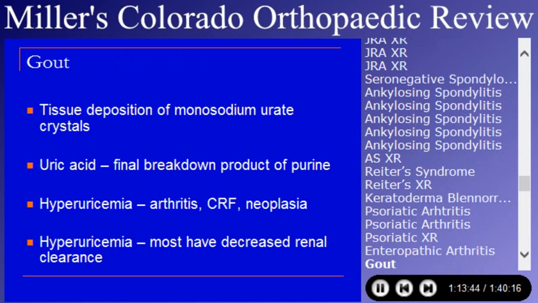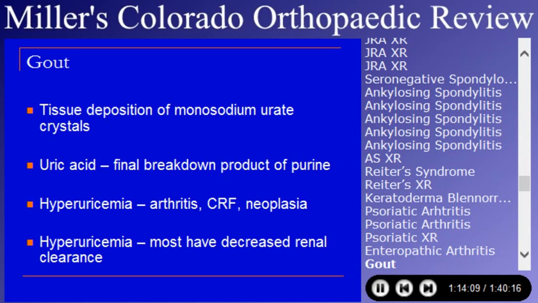Gout. Those of you who do adult general orthopedics are going to see gout. It's relatively common. People show up hurting like crazy in your office or in the emergency room. They get an inflammatory arthritis due to tissue deposition of monosodium urate crystals. Uric acid is the final breakdown product of purine bases.